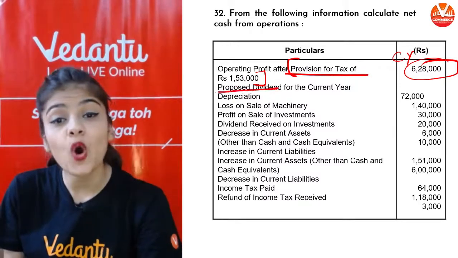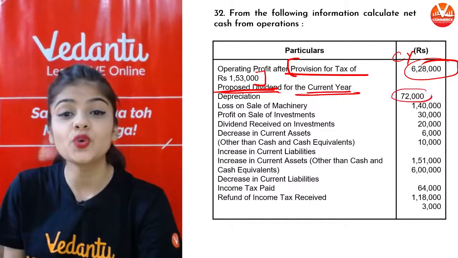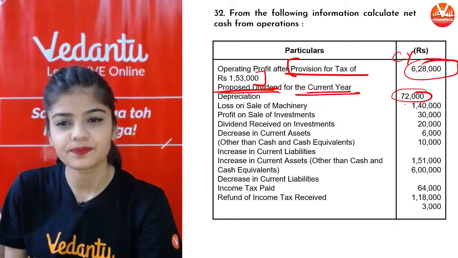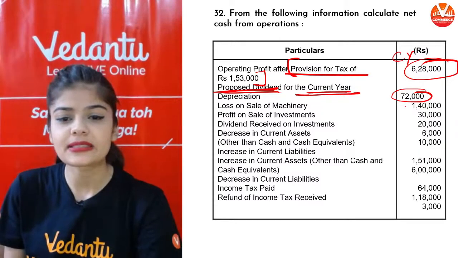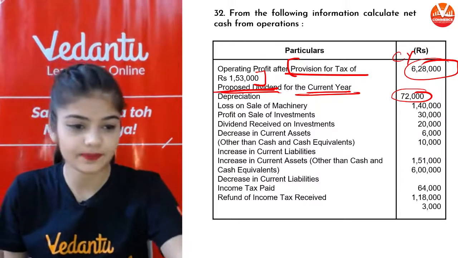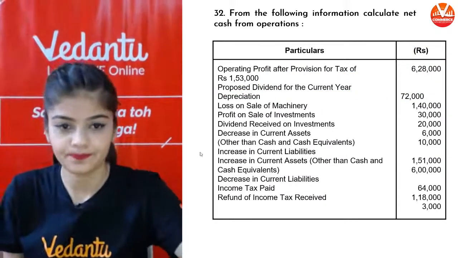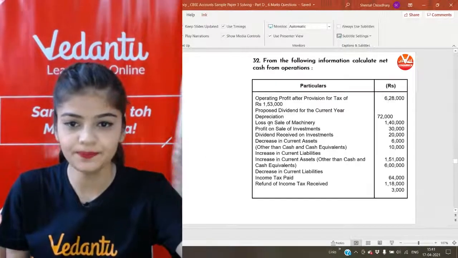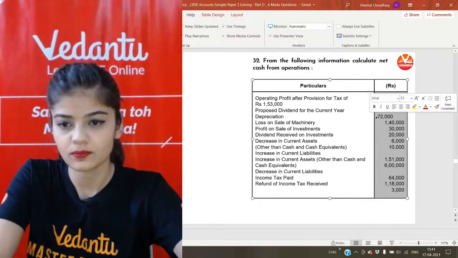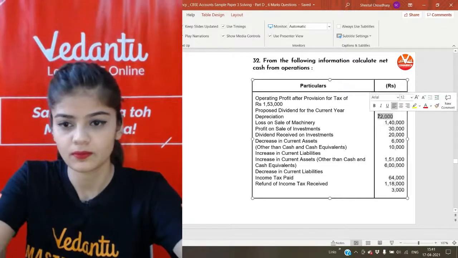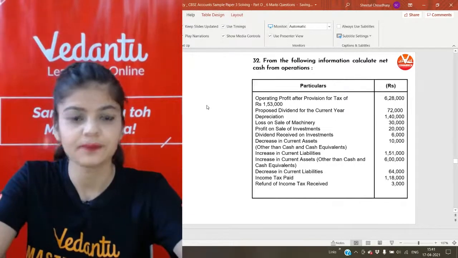Also, proposed dividend for the current year is given 72,000. Let me align it, guys. Just a second.